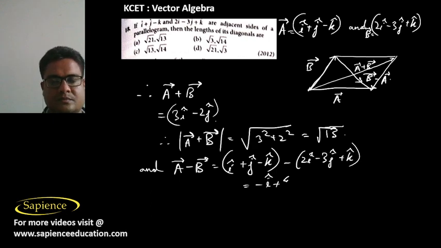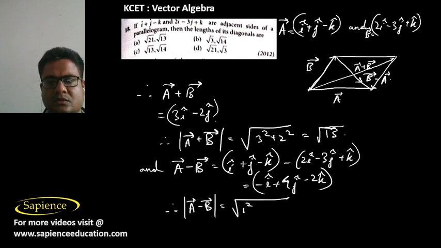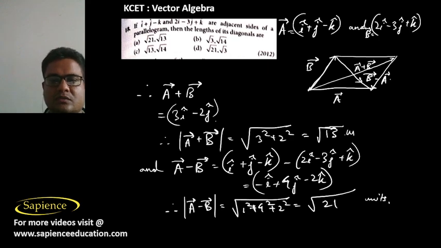So here this will be minus i cap, then j cap plus 3j cap, that is 4j cap, then minus 2k cap. Therefore, the magnitude of A minus B vector is equal to square root of 1 square plus 4 square plus 2 square, that will be equal to square root of 21. So therefore, these are the lengths of the two diagonals. One is root 13 units and one is root 21 units. So option A is the correct answer.